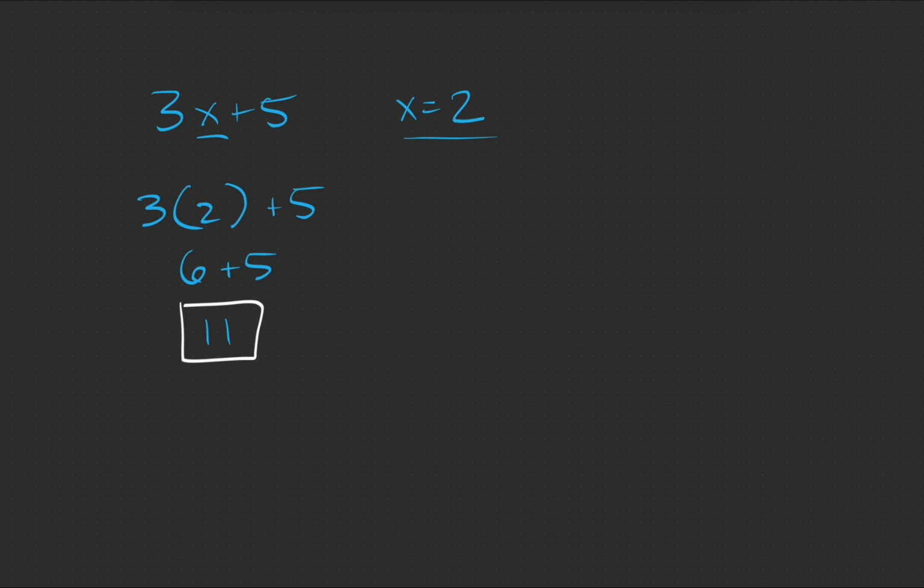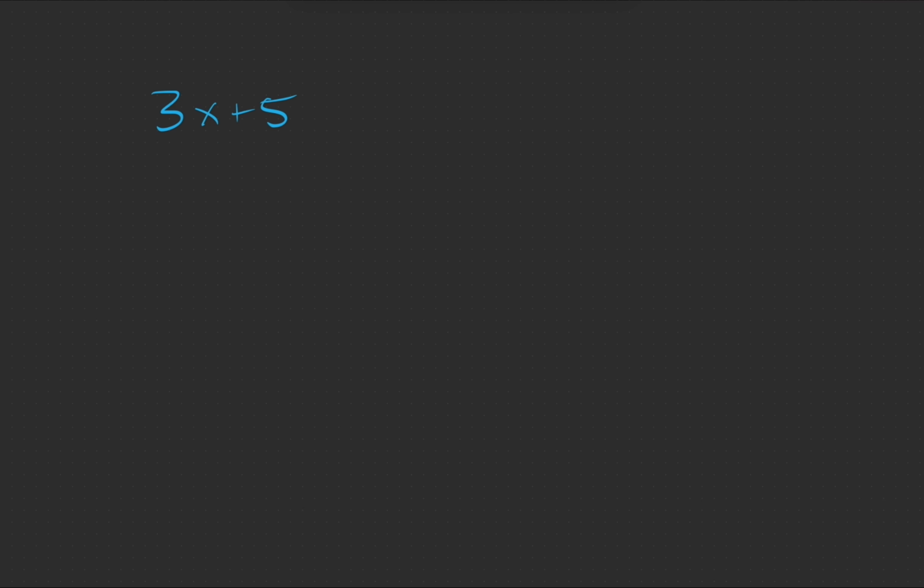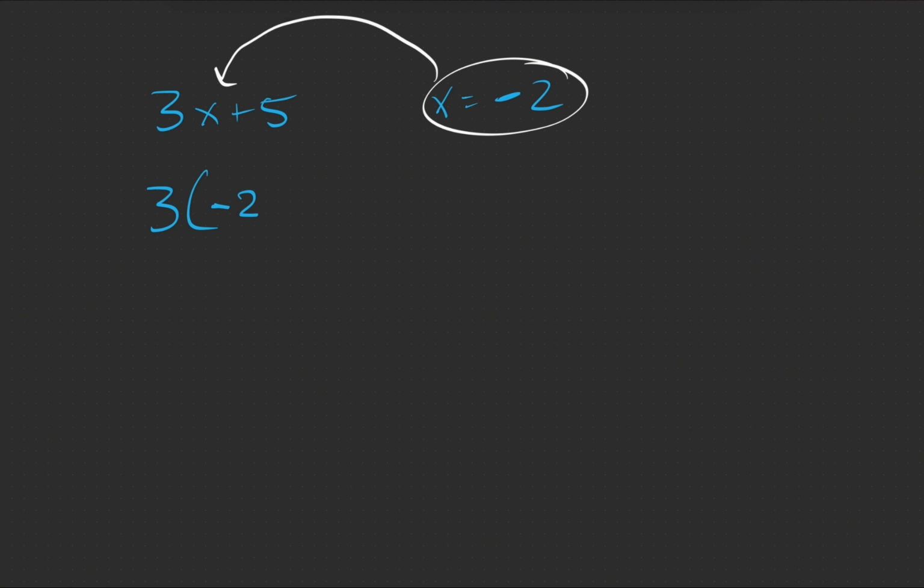Of course, if you change the value of the variable, you change the value of the expression. So looking at this exact same example, say that our value for x in this case was x equals negative 2. Well, once again, we plug this value of x into our expression. So we're going to do 3 times the whole expression, which is negative 2, plus 5. 3 times negative 2 is negative 6, plus 5 gives us negative 6 plus 5, which is negative 1. So our new variable gives us a value of negative 1.